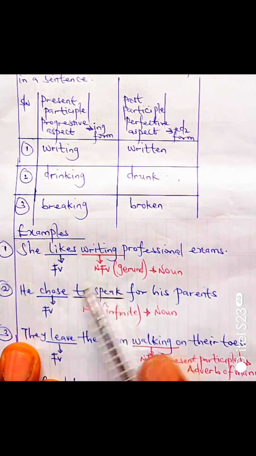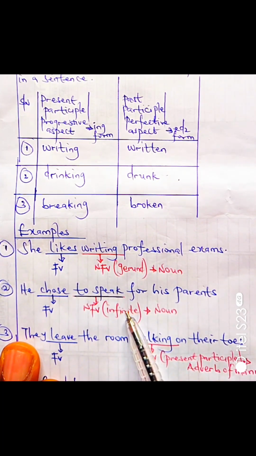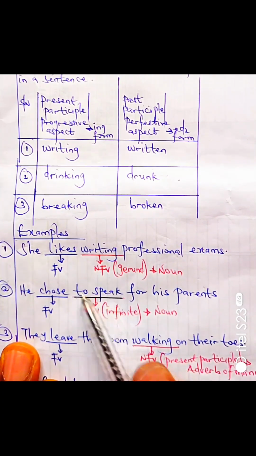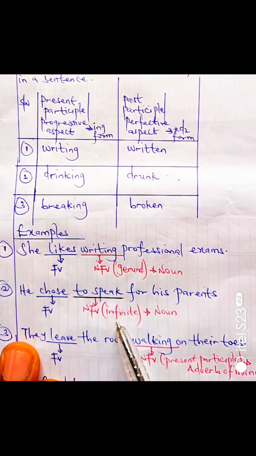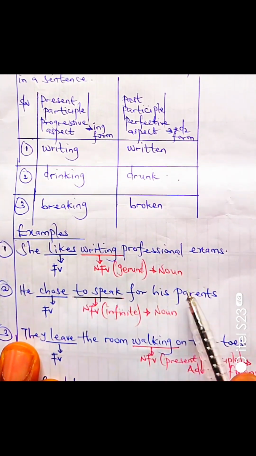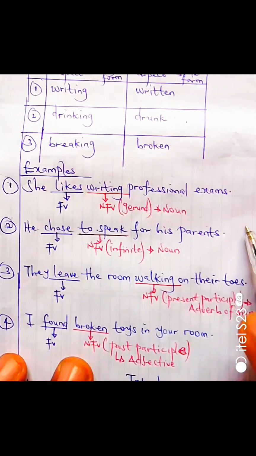To speak. Now, to speak is an infinitive. Although it's a verb, you look at speak. Speak is a verb, but a verb with a to attached to it forms an infinitive. So he chose. What does he choose? To speak for his parents. That is that.